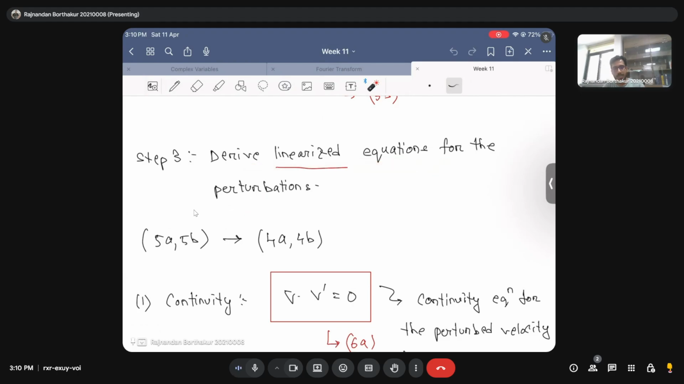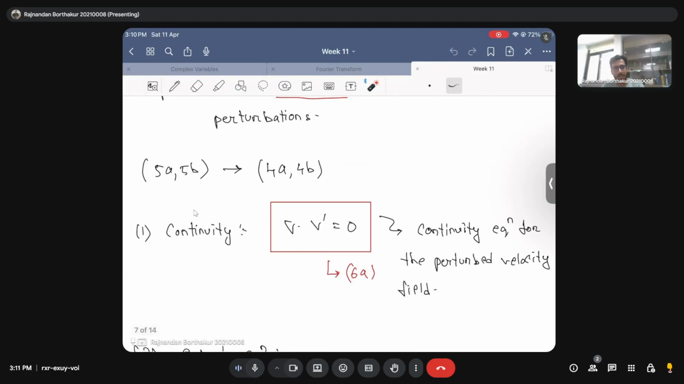We already know the governing equations that satisfy the total variables, and the governing equations that the base variable satisfies are trivially satisfied. If I subtract them from the governing equations of the total variable, in principle I should get the governing equations for the perturbations. And that's exactly what we did. For example, the perturbed variable v prime, this is a vector, I forgot to write the dash, satisfies this continuity equation.